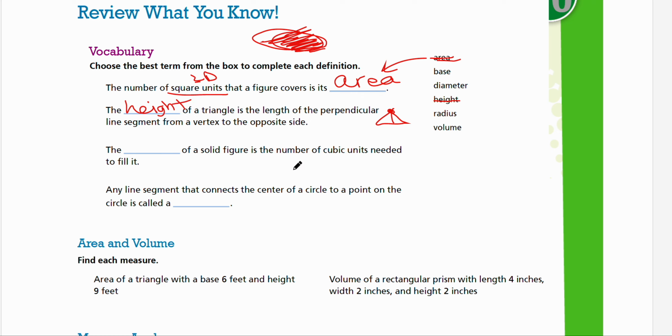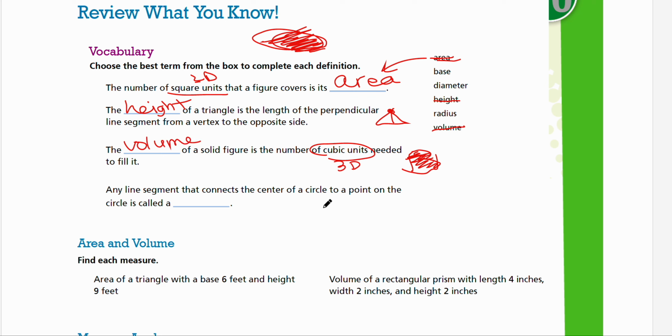The blank of a solid figure is the number of cubic units needed to fill it. So this is 3D. What is a solid figure's 3D that's needed to fill this? This is called the volume.